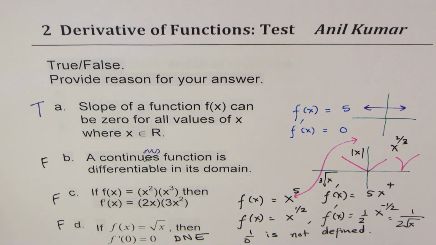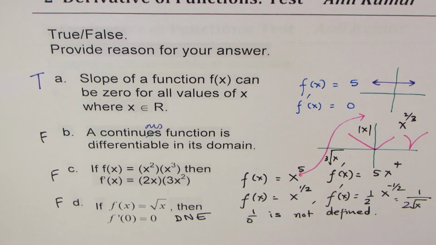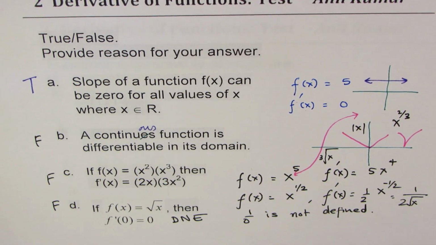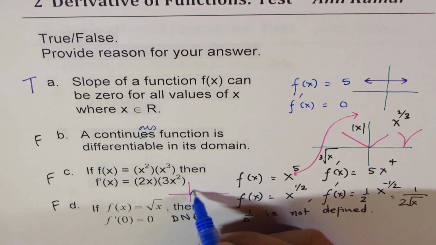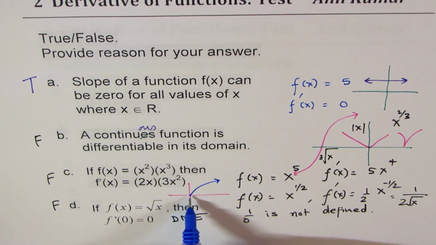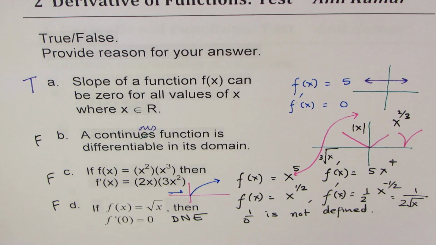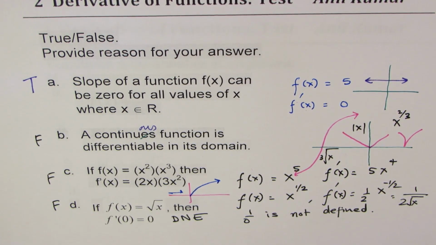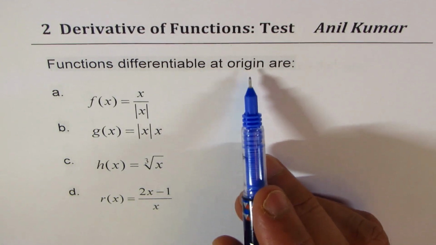Is it okay? So that is very important to understand. So it does not exist at x equals 0. Even otherwise, let me show you graphically. We could sketch this function as kind of like this. Now it's kind of a point from where the function starts. You cannot approach from the left side, and therefore the limit from the left side cannot be found. So the derivative does not exist. Okay, so you could explain it in that fashion also. The next question here is, functions differentiable at origin are.